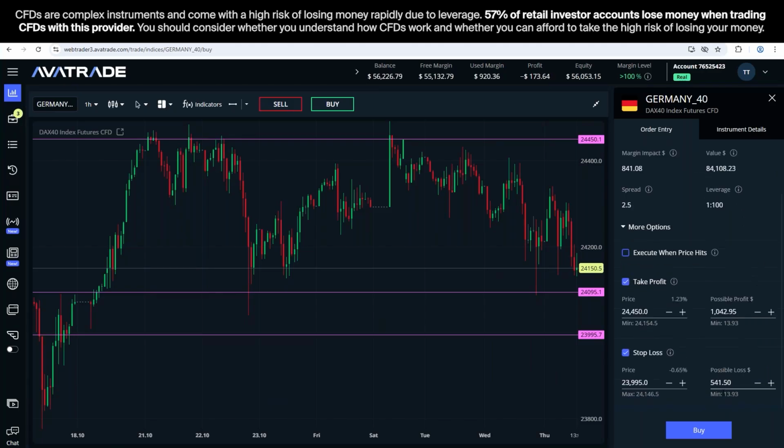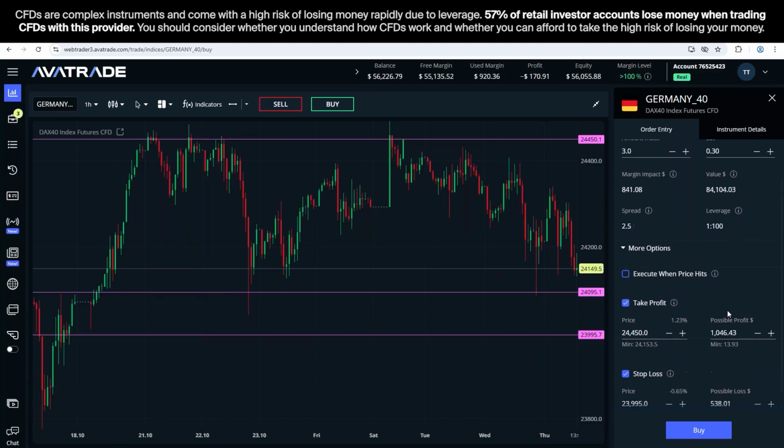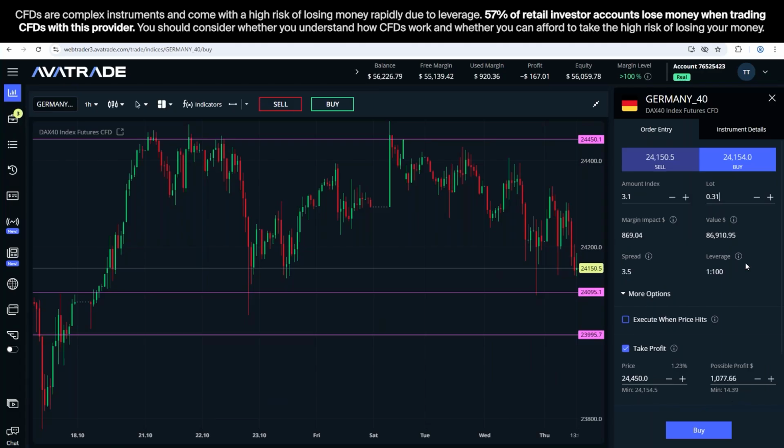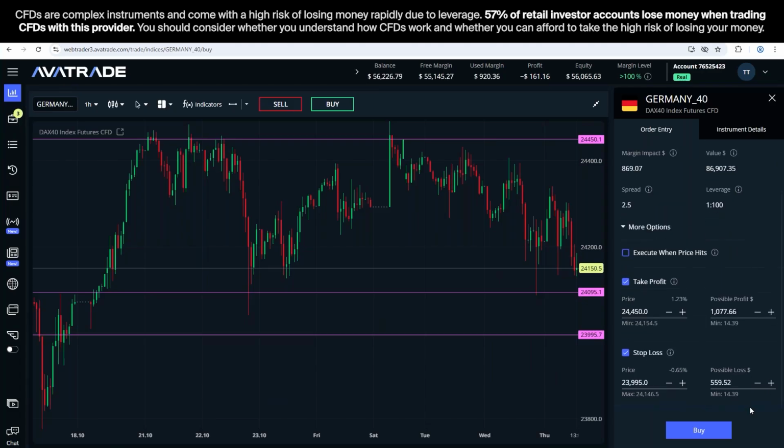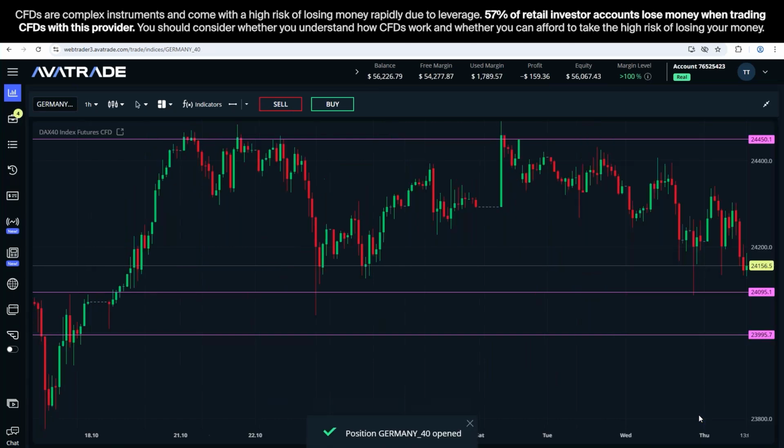0.3. And now I've got darn near 2 to 1 ratio, risking about 1% to go after over 1,000, 1,080 or so potential profit. And I still have a nice distance to that stop loss there. So if I like the setup technically, I'm ready to go in the buy direction.